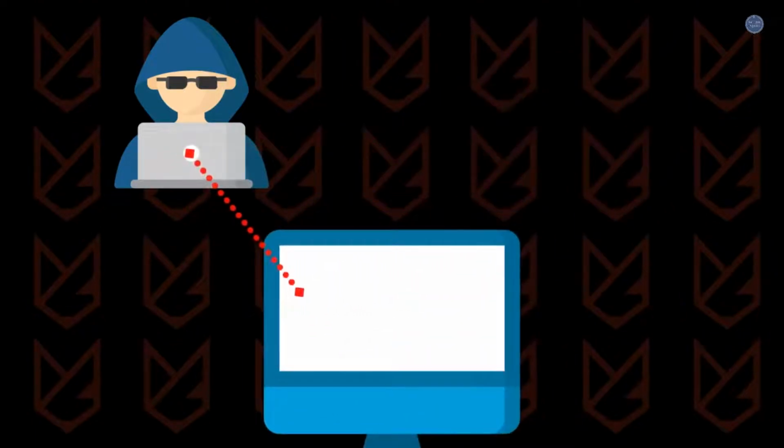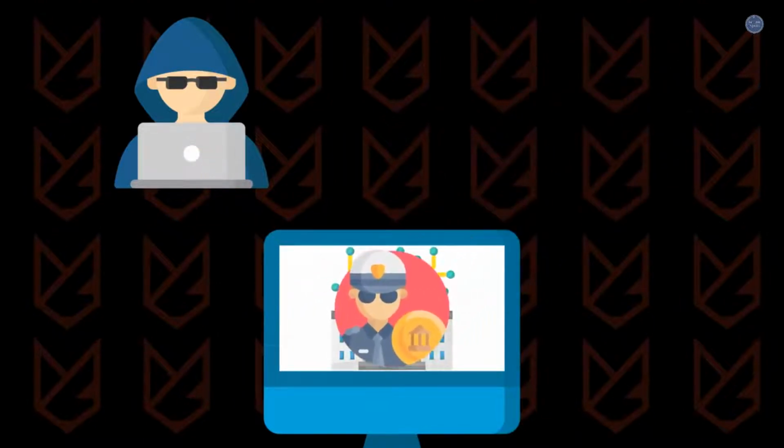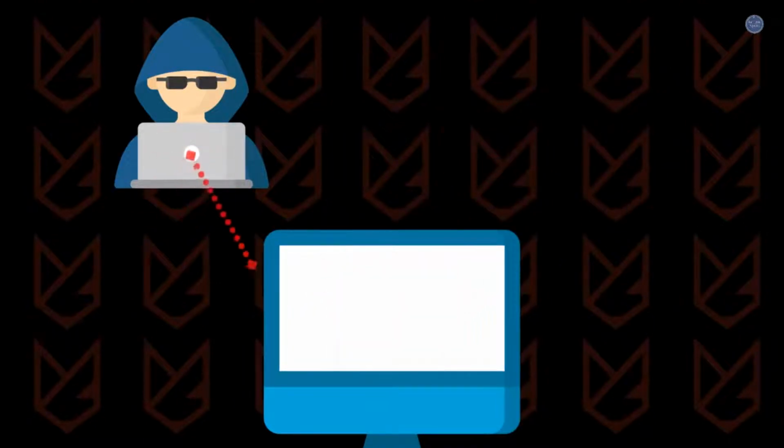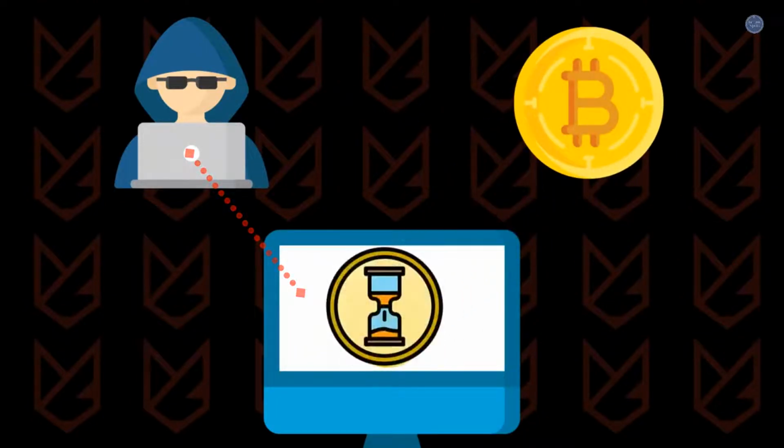Also, they can use your computer to do other illicit activities such as hacking secure government networks so that the officer arrests you instead of them. They can also use your computer to harvest cryptocurrencies, which will drastically impact your system performance.